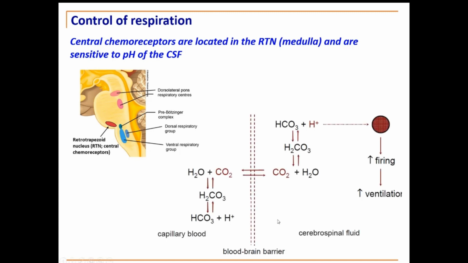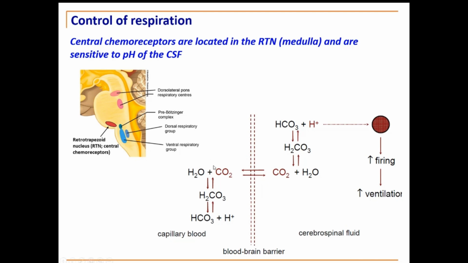If we're looking at this little diagram, you can see on the left-hand side the CO2, and you know how that reacts with water, with carbonic anhydrase, to give you bicarbonate and hydrogen ions. But the CO2 can cross the blood-brain barrier, whereas hydrogen ions cannot. But remember, the central chemoreceptors only respond to hydrogen ions, not to CO2.